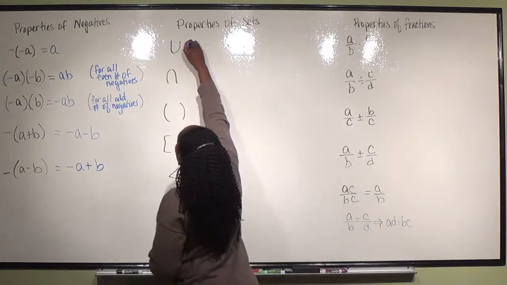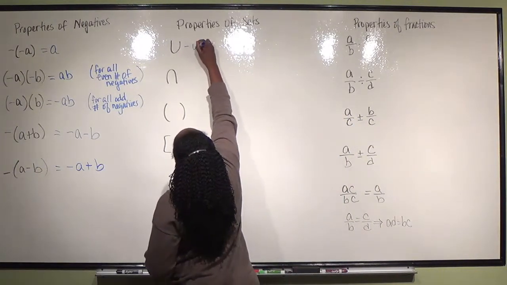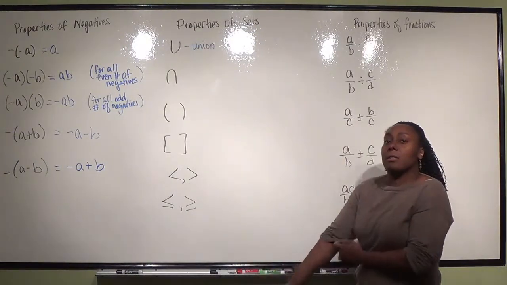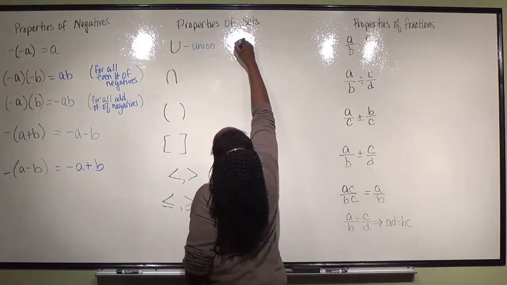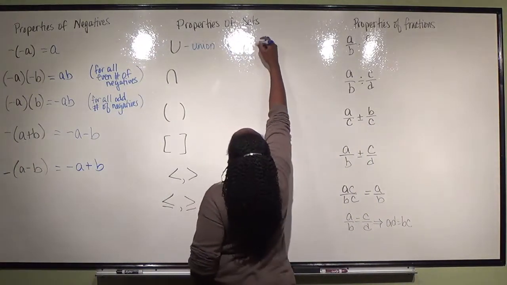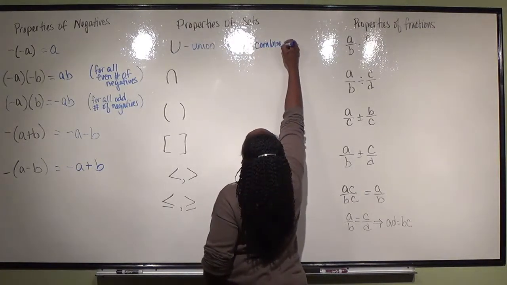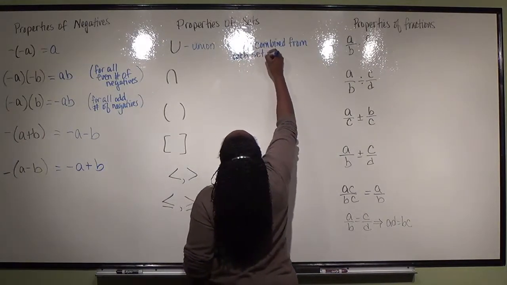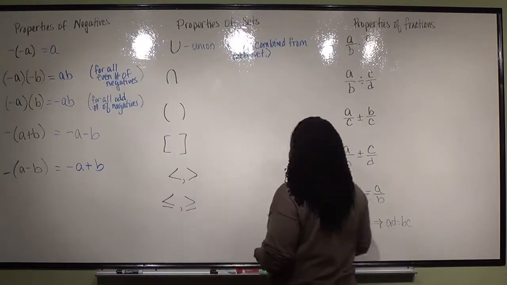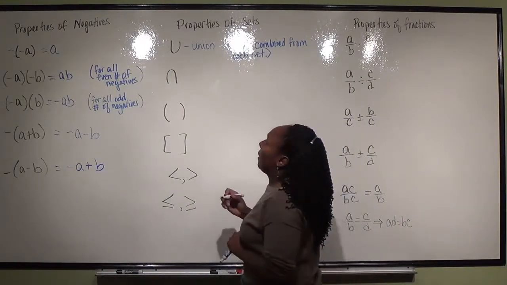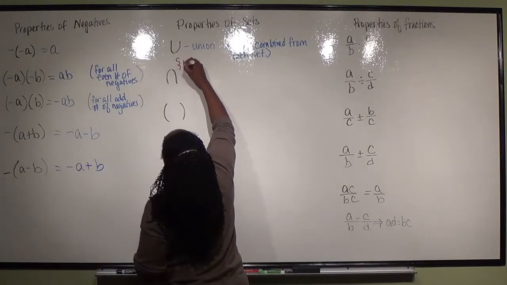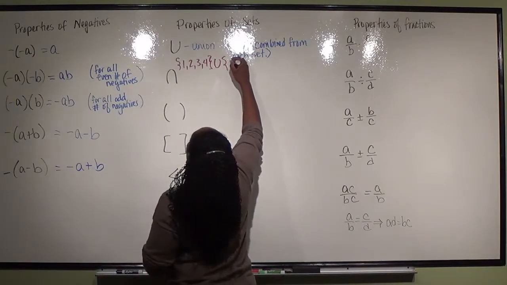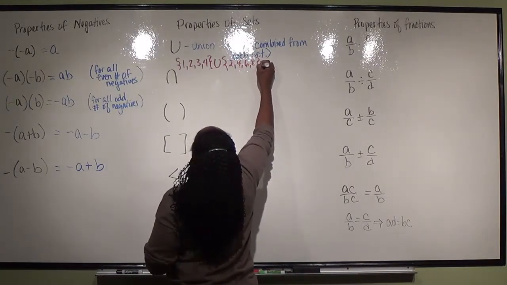This first one is what we call a union. Okay, so anytime I see that big U there, that's our union of sets. It means that I'm looking at terms combined from each set. Okay, and here we can give kind of a quick example. Let's say I have the set 1, 2, 3, 4. And then I have a union of the set 2, 4, 6, and 8.